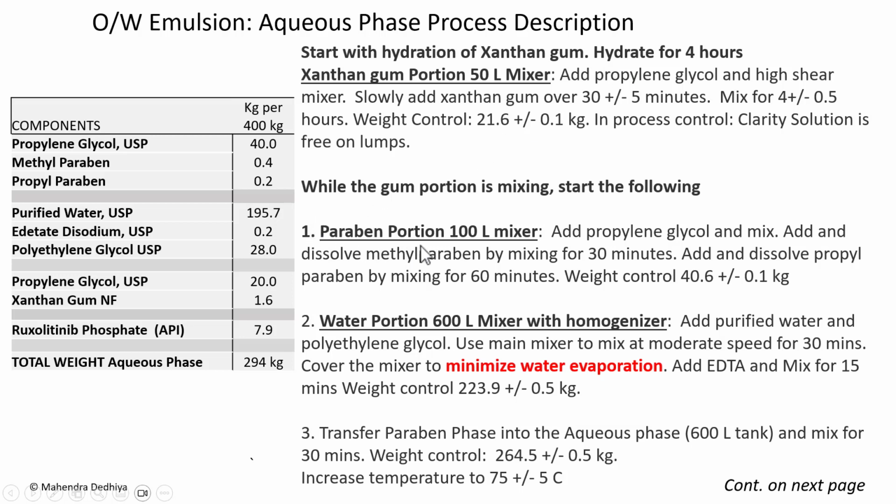Start with the paraben portion in a 100 liter tank. Add propylene glycol and mix. Add and dissolve methyl paraben, followed by propyl paraben. In this case, weight control is an in-process test.